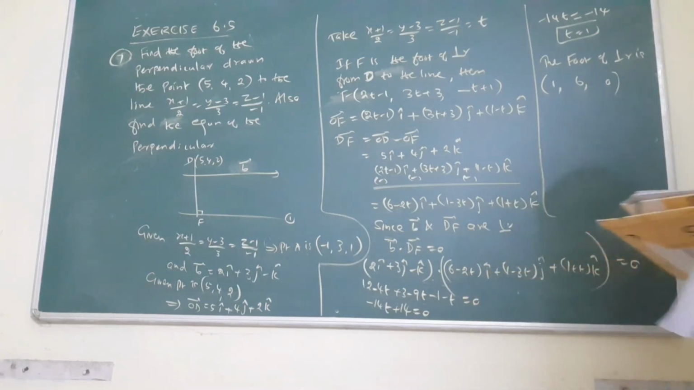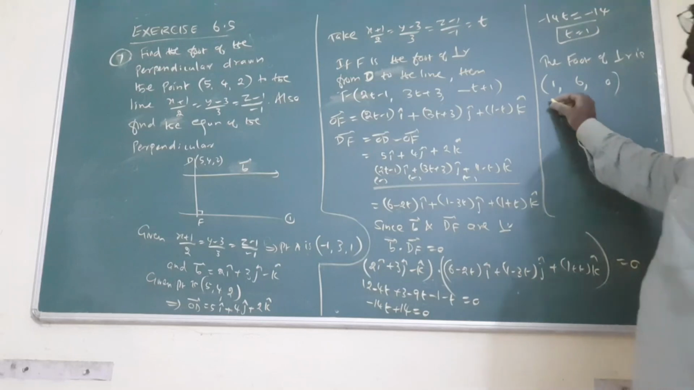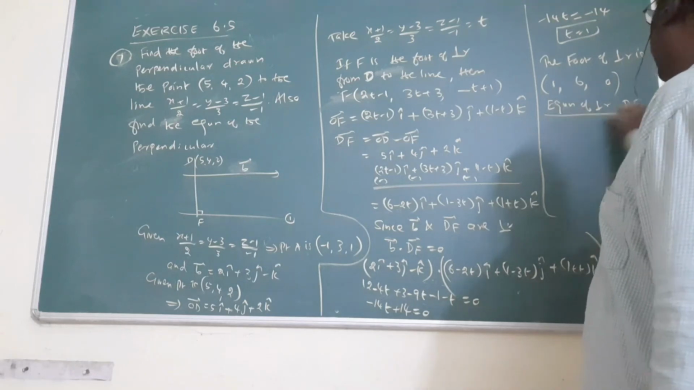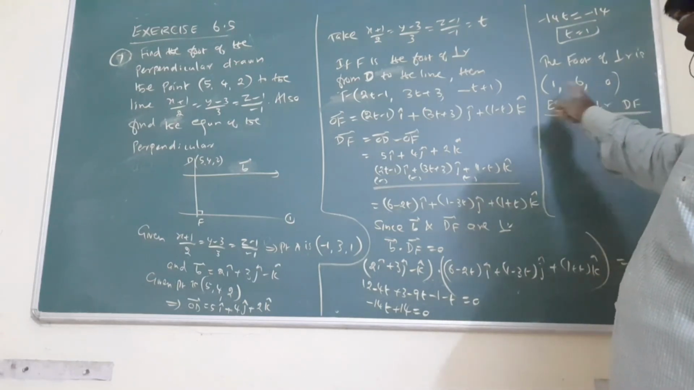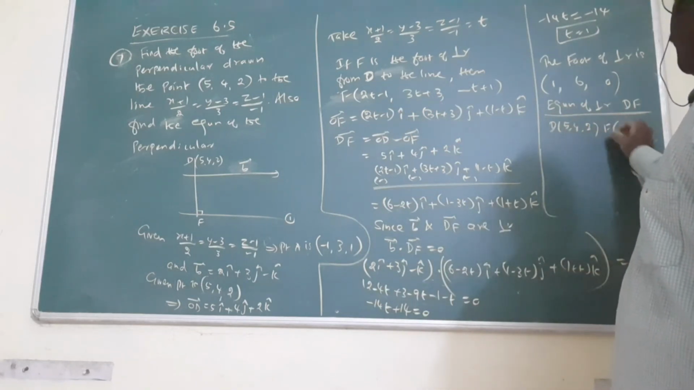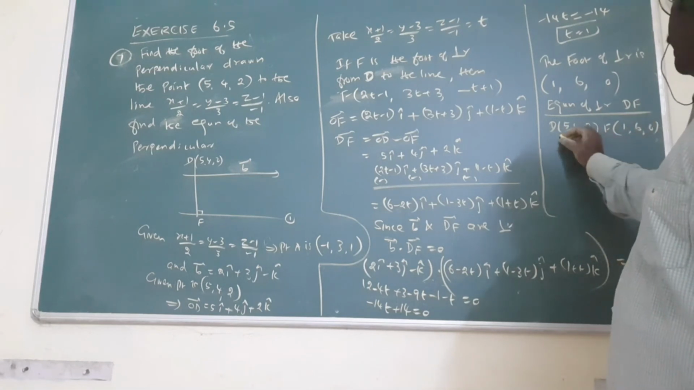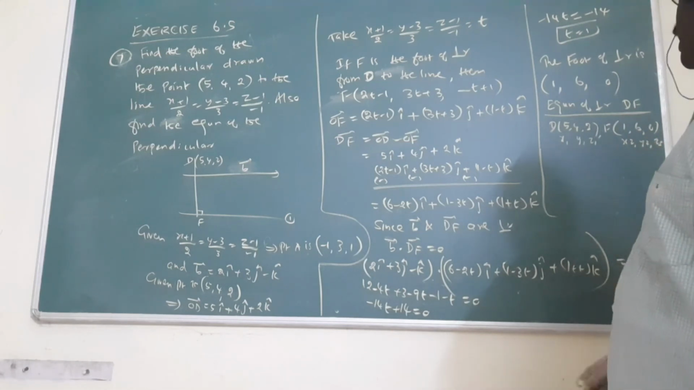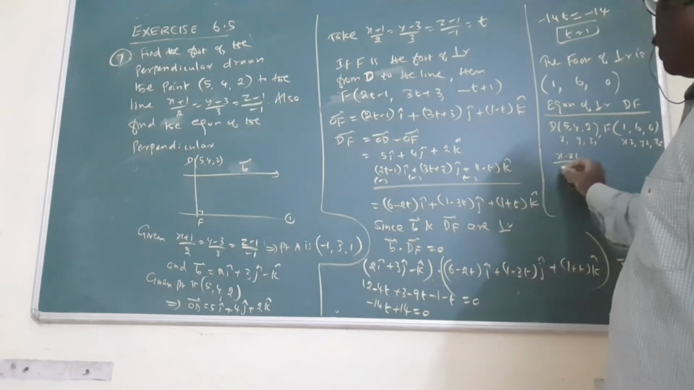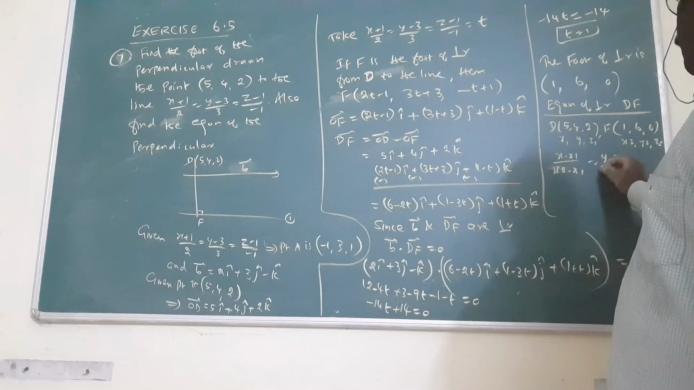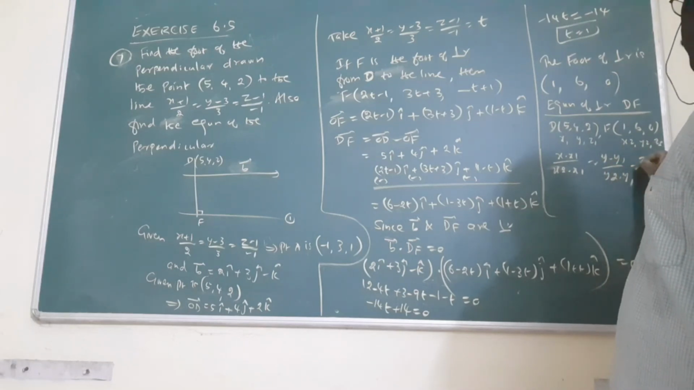Now what is the next part asking? The equation of the perpendicular DF is being asked. This is called the F point, and the D point is (5, 4, 2). F is (1, 6, 0). These are x1, y1, z1, x2, y2, z2. Now what is the formula? The 2-point formula: (x minus x1) by (x2 minus x1), (y minus y1) by (y2 minus y1), (z minus z1) by (z2 minus z1).